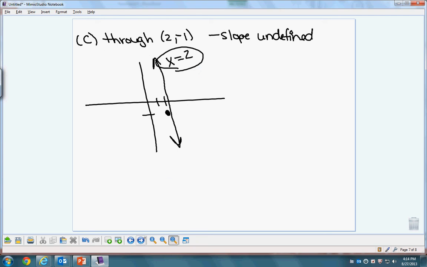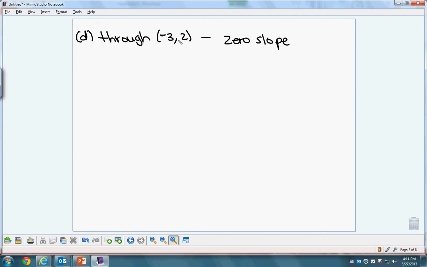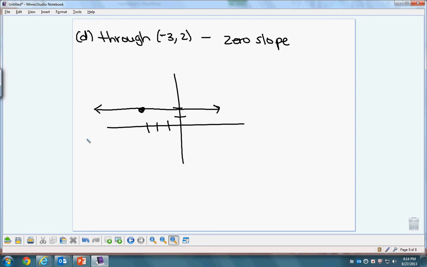So let's try letter D. This time it's through -3, 2 with a zero slope. So -3, 2 is right here. Does a zero slope go up and down, vertical, or left and right, horizontal? If you remember from your notes, it goes horizontally. Now, is that x equals something or y equals something? That is y equals something. What are all the y values on this line? 2. So our answer is just y equals 2.